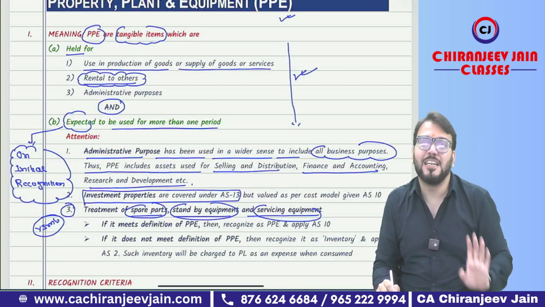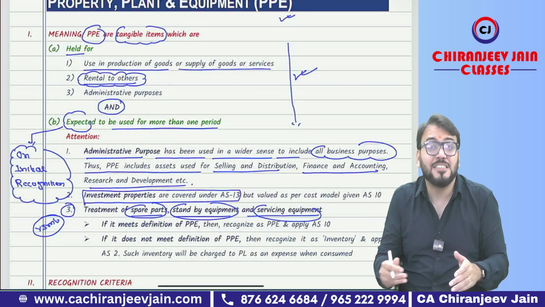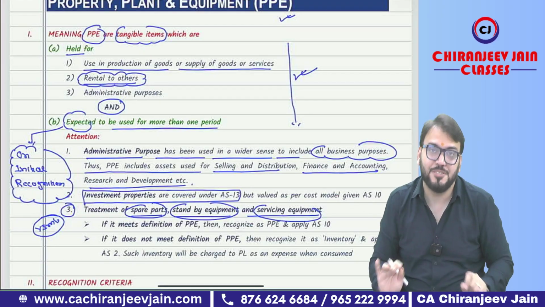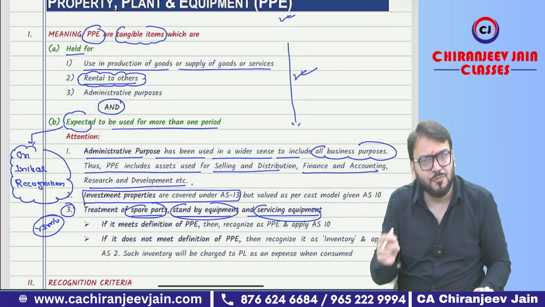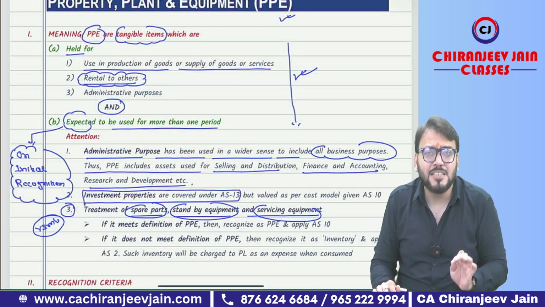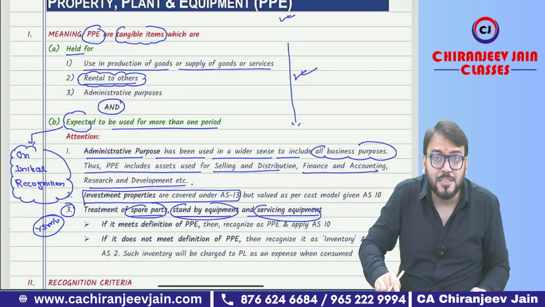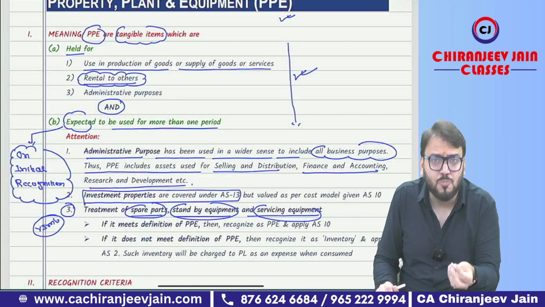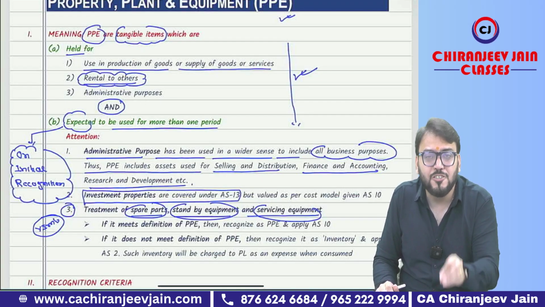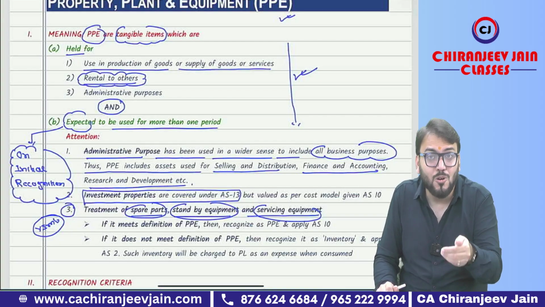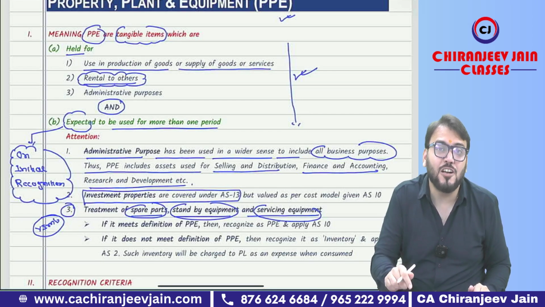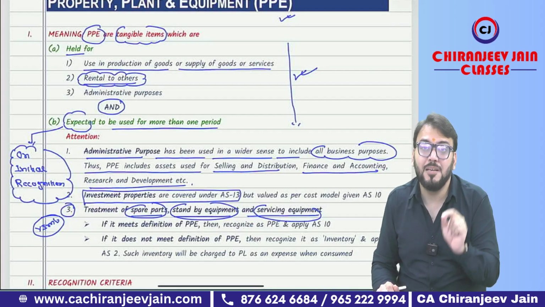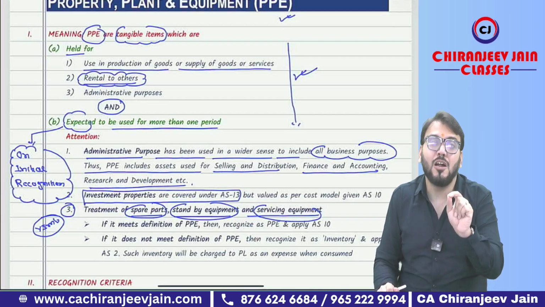So of course first condition will be satisfied. Servicing equipment, servicing activity will be included in admin purpose, because admin purpose is a wider term. The first condition will be satisfied, but can I say the second condition might not be satisfied, because expected to be used for more than 1 year might not be satisfied. There might be some small spare part or small servicing equipment which might not be used for more than 1 year. In that case, second condition is not satisfied. So in that case, what our AS10 says is that it will be classified as inventory, not PP. And in that case, you need to apply AS2, not AS10.